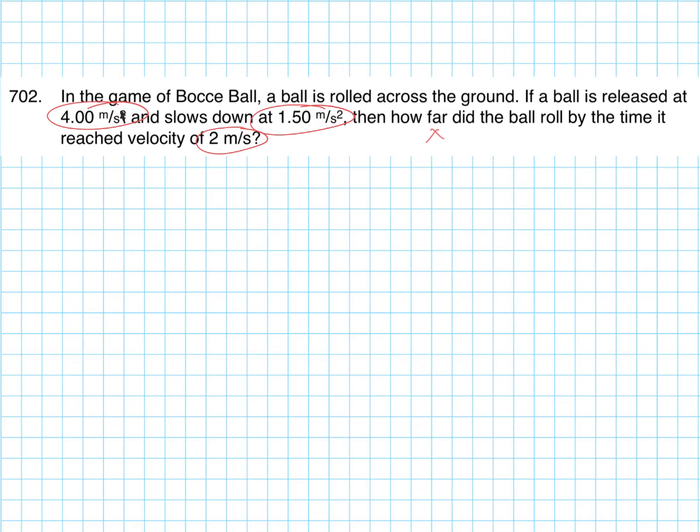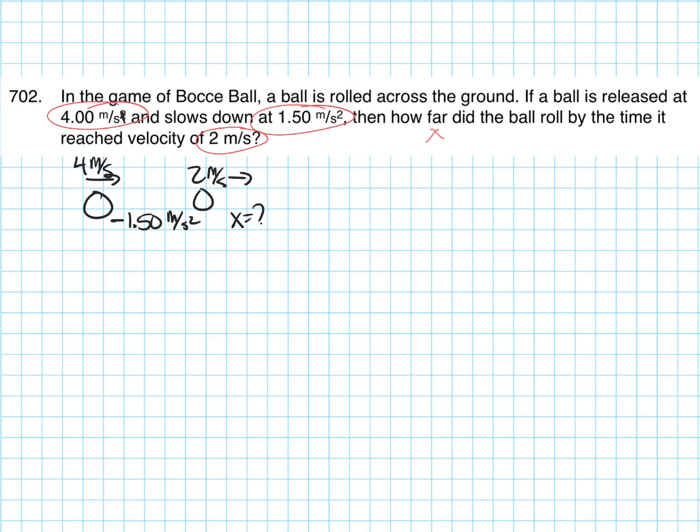So if I'm thinking about drawing this out, I'll start with the ball traveling, let's say, to the right at 4 meters per second. And it's going to slow down at a rate of 1.5 meters per second squared. Since it's slowing down, it's going to be losing velocity, so that's going to be negative on the acceleration. And then it's going to reach a speed of 2 meters per second, also going to the right. And I'm trying to figure out how far that distance is going to be.